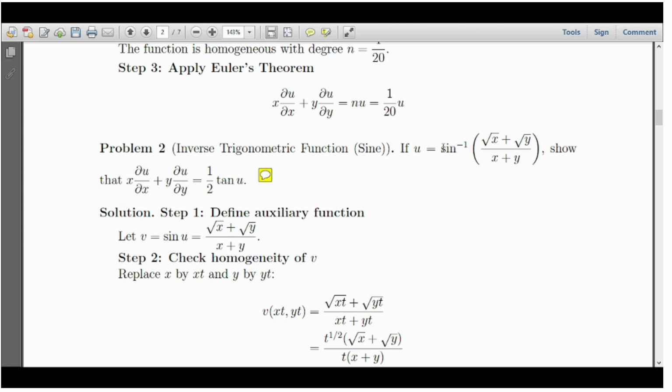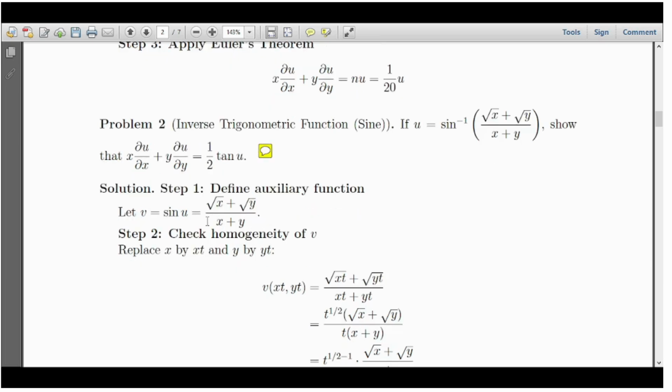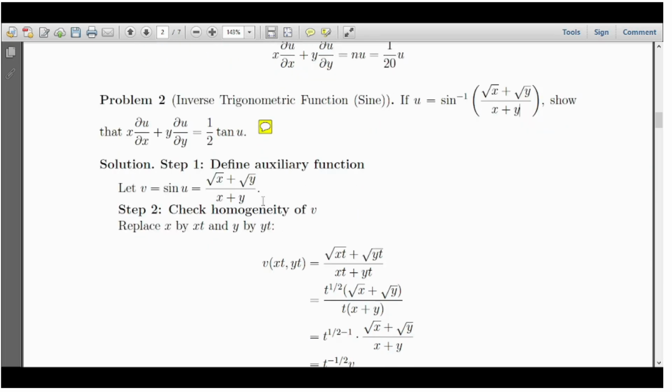Since it involves the non-linear term, therefore we must convert into an auxiliary function, right? So let v equal to sine u. Applying sine on both sides, sine u equal to (square root of x plus square root of y) by (x plus y), right? So this is f of x, y.